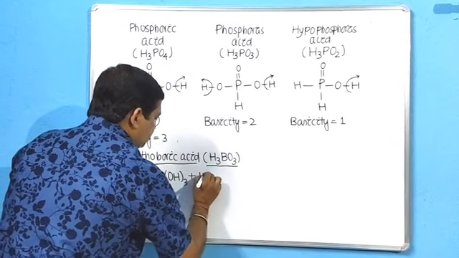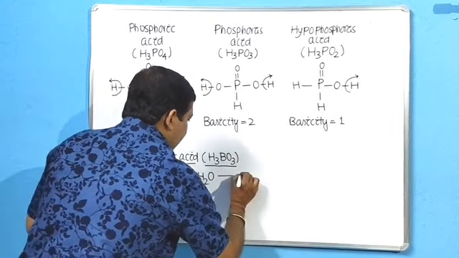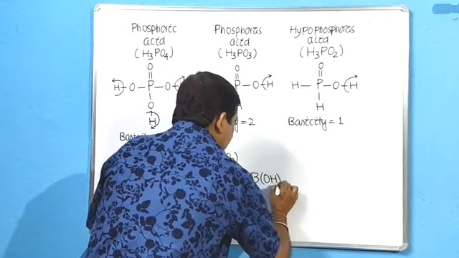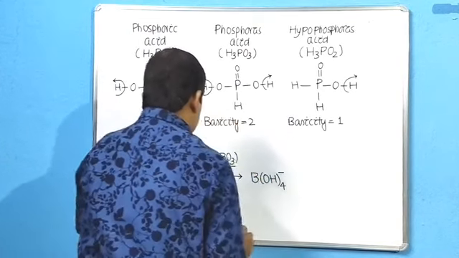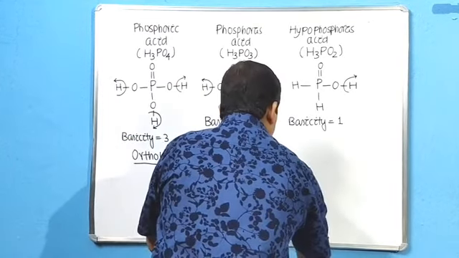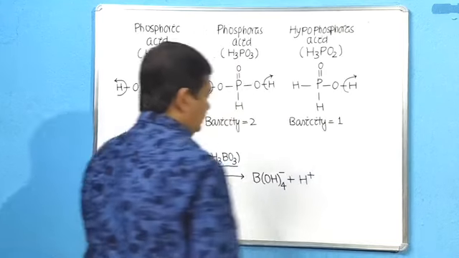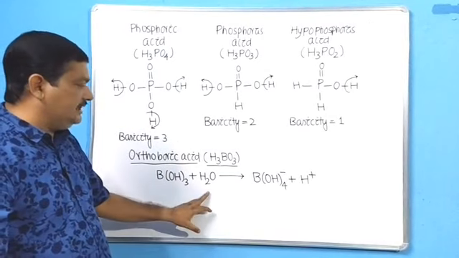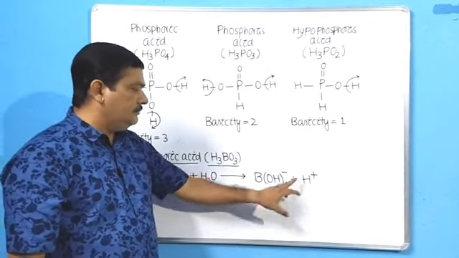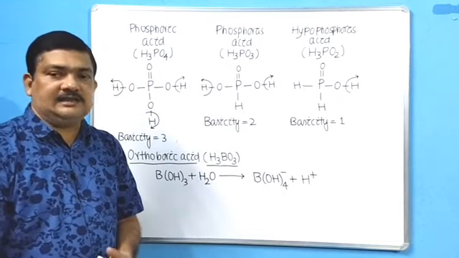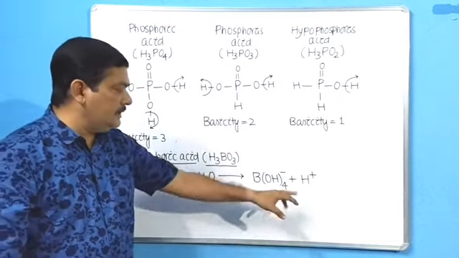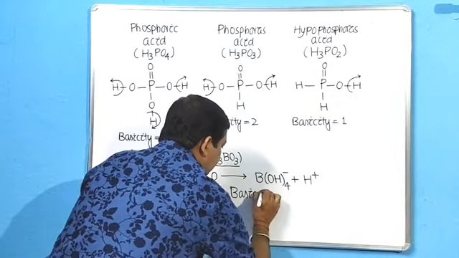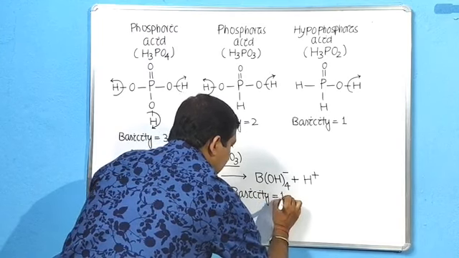So in aqueous medium, that means when it is added to water, what happens? It forms B(OH)4 minus plus H plus. So when orthoboric acid is added to water, it forms B(OH)4 minus and H plus. So what is the number of replaceable H plus ions? Only 1. So here also the basicity of orthoboric acid is 1.